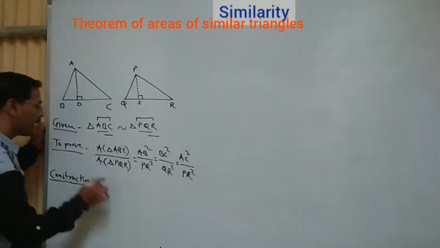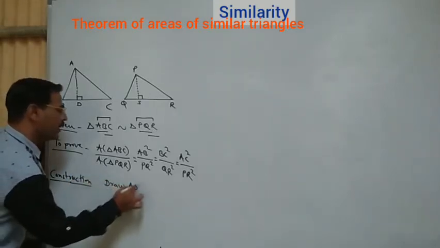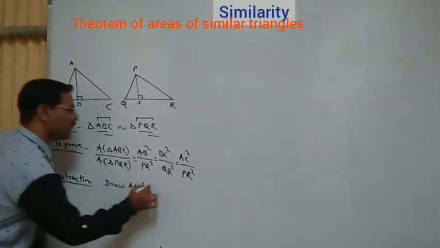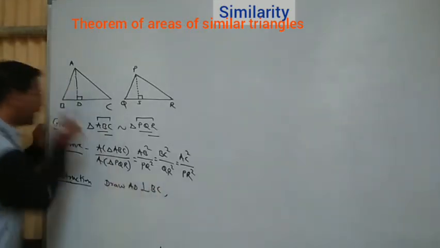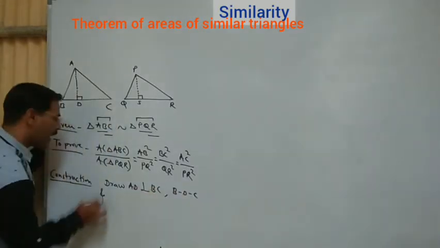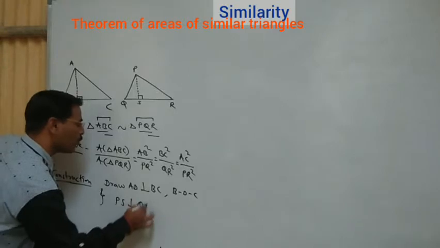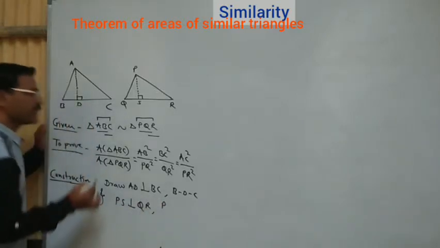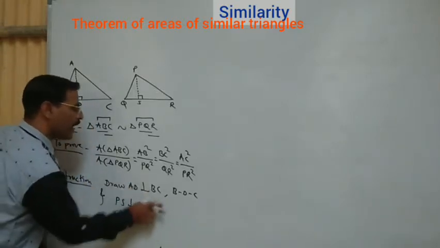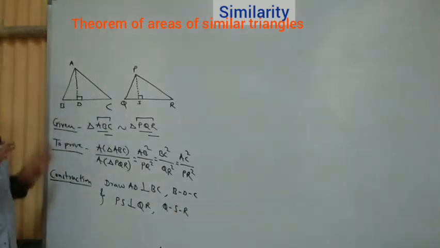Okay, what is that? Draw AD perpendicular to BC, where D is in between B and C. And PS perpendicular to QR. Here also S is in between Q and R. That is Q-S-R. This is our construction. Okay friends?